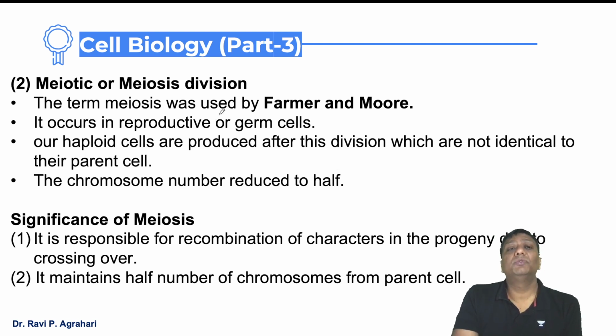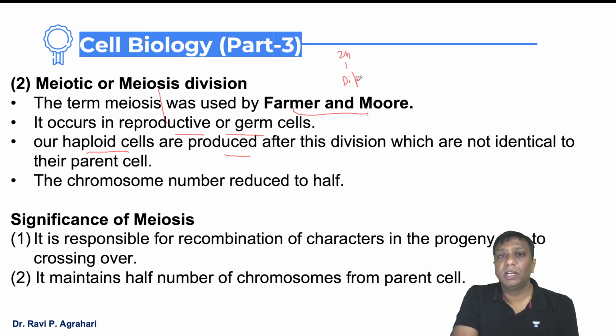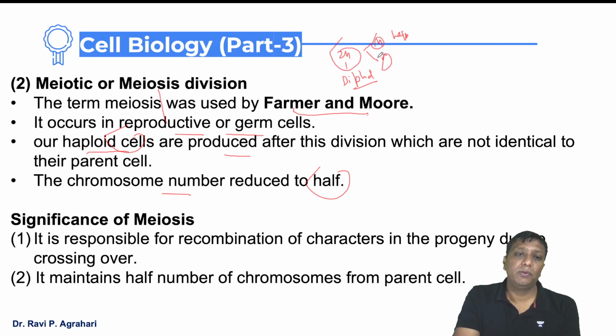The term meiosis was used by Farmer and Moore. It occurs in the reproductive germ cells. Haploid cells are produced, with 23 chromosomes, whereas the 23 pairs are diploid. When they form n and n, ultimately it is the haploid. So here the haploid cells are produced. The chromosome number is reduced to half: the paired chromosomes become 23 and 23.